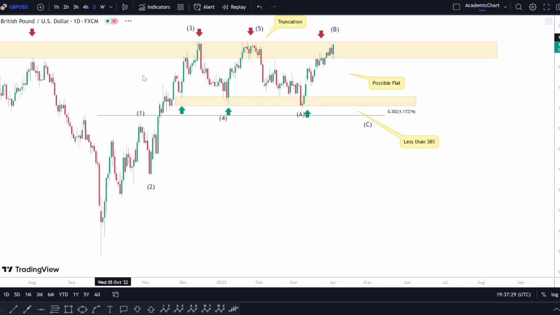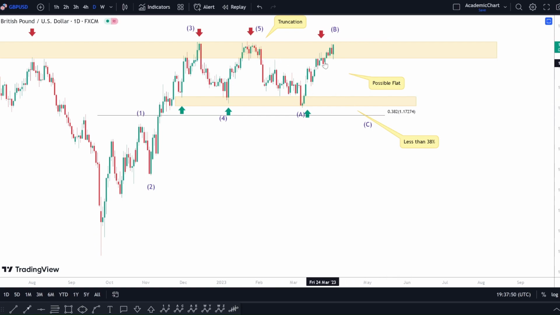Jumping into the daily chart, we can see so far this corrective structure had the form of a 1, 2, 3, 4, 5 with a truncation on the fifth wave, and coming up followed by an ABC, which might be a possible flat. Also, it is less than 38%, as you can see.